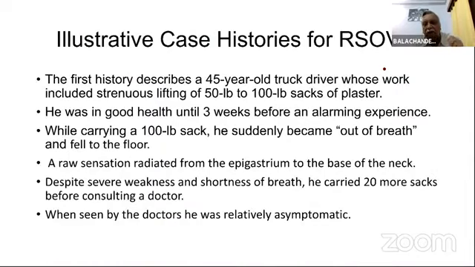There are three illustrative examples. This is only taken from Perloff, but all your centers will have something or the other. For example, when I went to Bombay and there was an RSOV, this was a bus driver. And he said that during the floods, he had to push the bus that got stuck and immediately he had this problem. So like that, each will have a sudden onset of some strenuous activity preceding the onset of his symptoms.